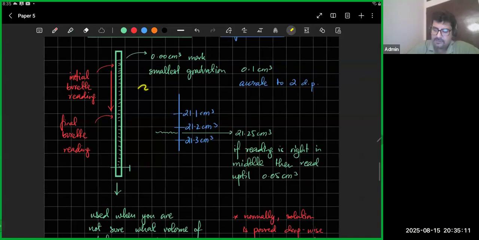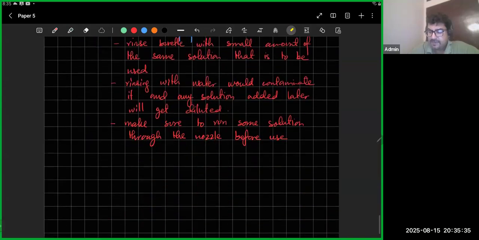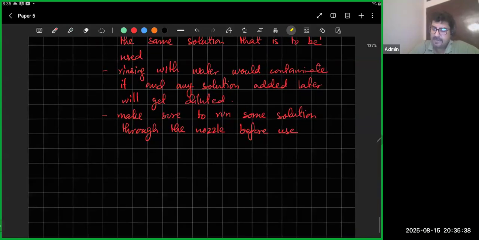So if you have to use this for HCl, what you're going to do is pour it in and rinse it with HCl, right? And you're going to throw that HCl away, so that all the contaminants, all the sites that would be contaminated with the HCl won't affect the solution that you're adding, because that is also going to be HCl. And secondly, you're going to run some through the nozzle so that the nozzle gets clean as well, and doesn't have air bubbles trapped in it.